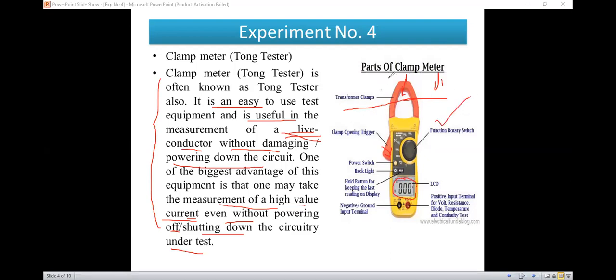So see, this is the part of the clamp meter. Here, this is the transformer clamp. Okay, so what is meant by why it is called a clamp meter? That means clamping is necessary. Okay, clamping can be necessary.